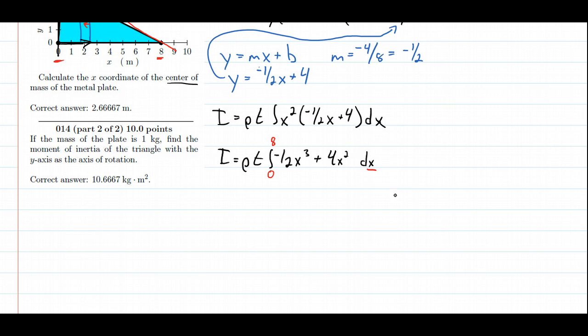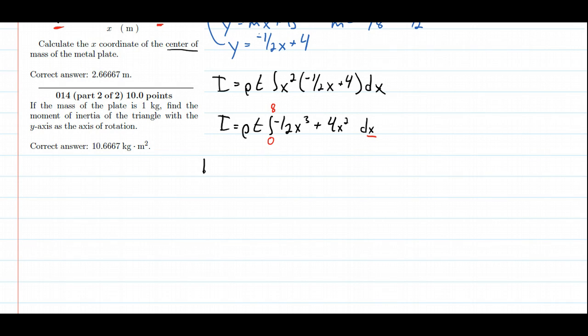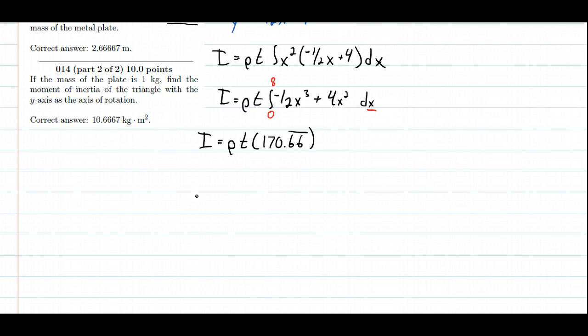Hopefully by now, solving these types of integrals is not too much of a challenge, so I'm not going to go through all the steps of it. Instead, I'm just going to jump to the answer, which gives us rho t times 170.66, and the 6 repeats forever. So, clearly this isn't our final answer because we still have rho and t in our answer. So now let's go ahead and deal with those two variables.